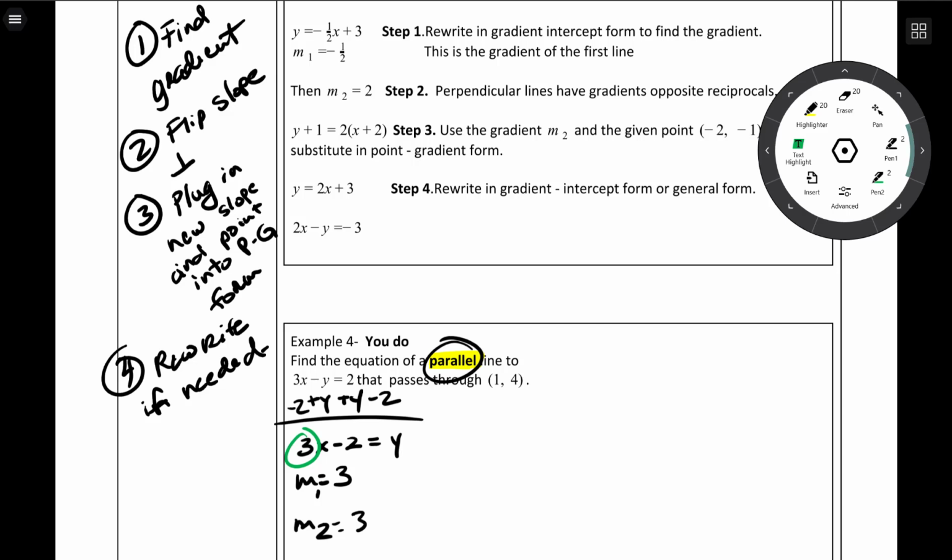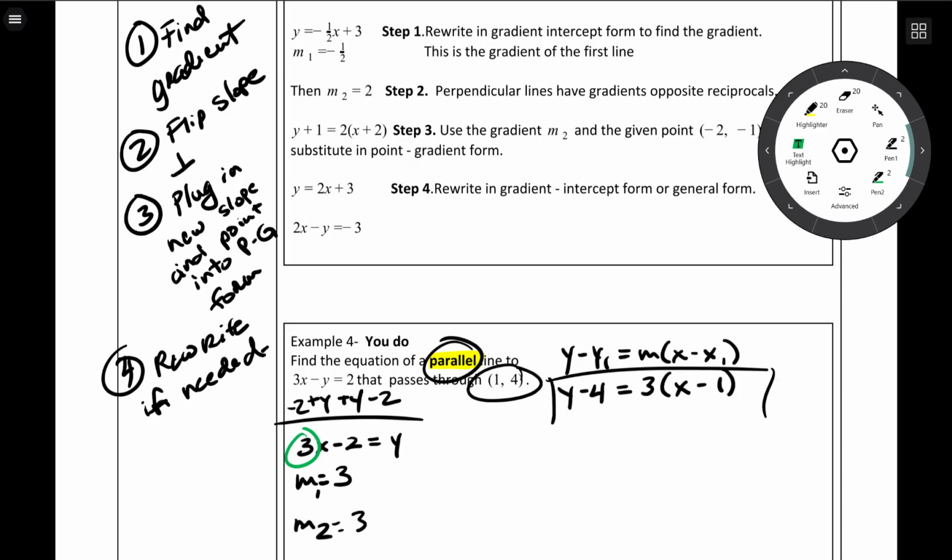Now we need to plug in our new slope, which is 3, and we need to choose our point. We have our point (1, 4), and we're going to plug that into point gradient form. So y minus y1 equals m times x minus x1, and my point is y minus 4 that I'm plugging in. 3 is my slope. x minus 1 is the x-coordinate of my point. Okay. Well, look at that. That's in point gradient form. That's great. Since this problem doesn't say anything else, that's kind of sufficient.